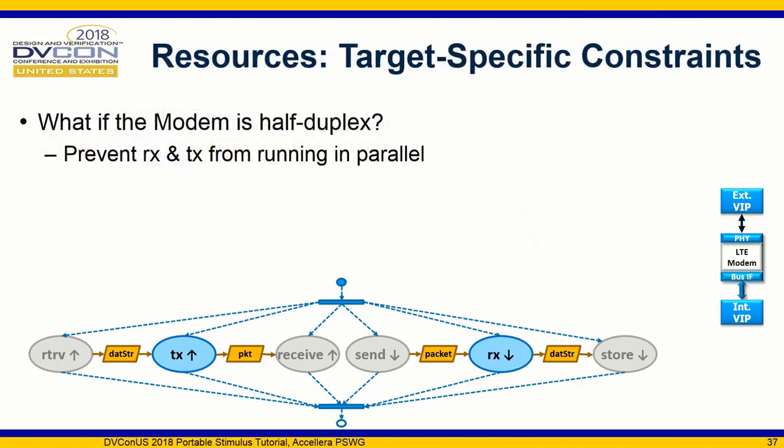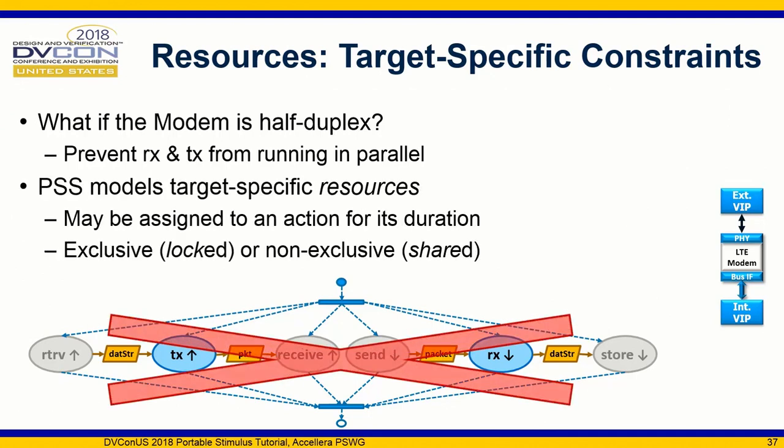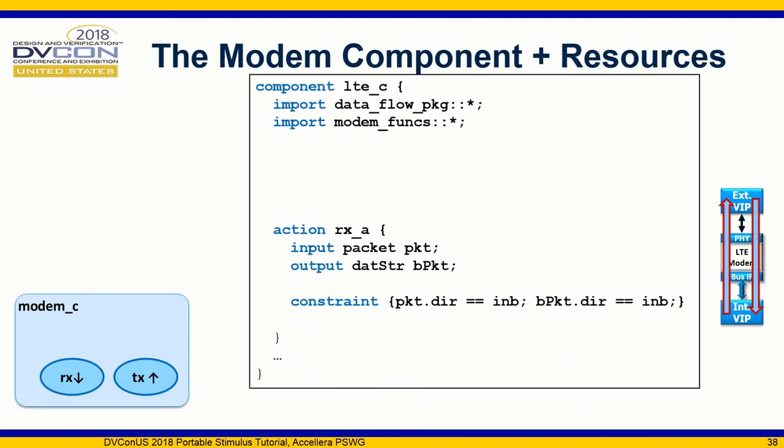Now, what if my modem is only half duplex? I can't do a receive and a transmit in parallel. How do I tell the tool that? Well, PSS allows us to model target-specific resources. What are things in the system that I have to play with? We can define them as either exclusive resources, so they can be locked, or non-exclusive, so they can be shared. In this case, the modem itself is a resource. I've only got one. It can either receive or transmit, but not both at the same time.